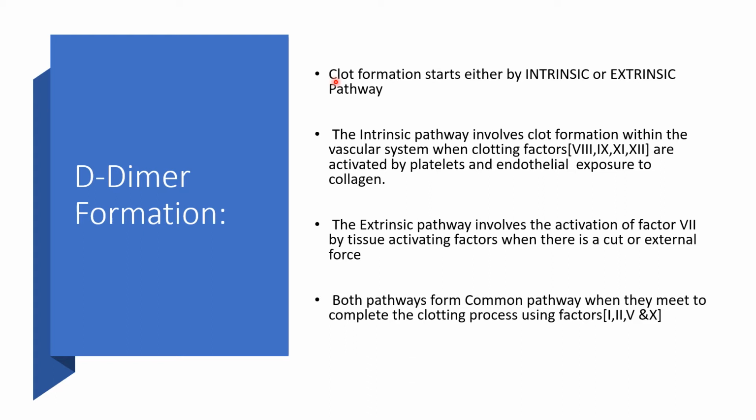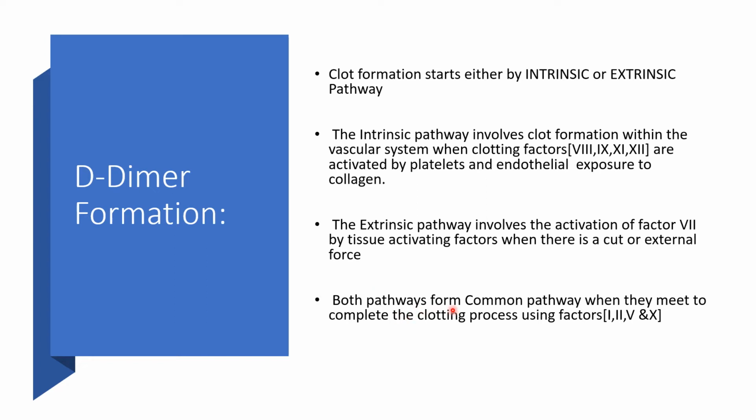D-dimer formation. Clot formation starts either by the intrinsic or extrinsic pathway. The intrinsic pathway involves clot formation within the vascular system, when clotting factors 8, 9, 11, and 12 are activated by the platelets and endothelial exposure to collagen. The extrinsic pathway involves the activation of factor 7 by tissue activating factors when there's a cut or external force.